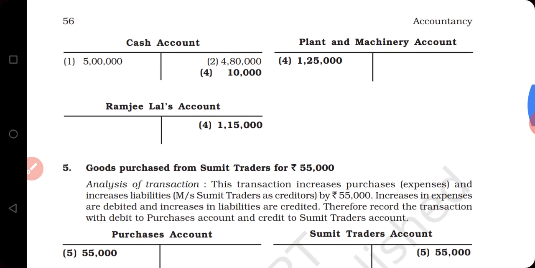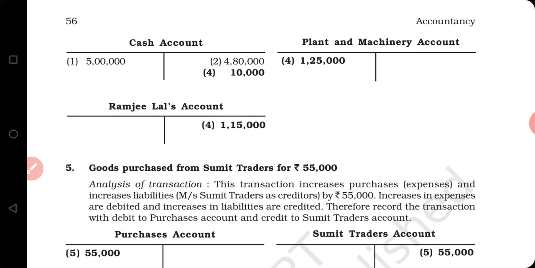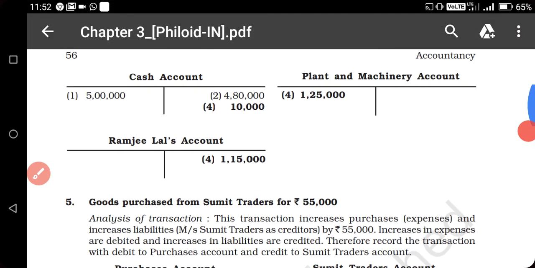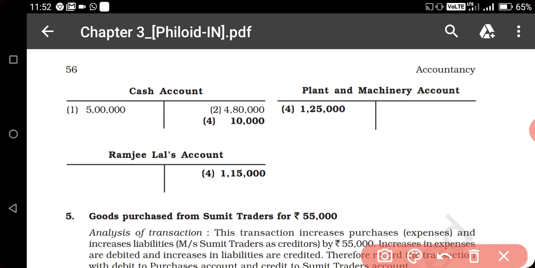In this transaction, first of all you have to understand the plant and machinery account. Plant and machinery account here indicating we are purchasing the plant and machinery, then the debit side will be improved. So we will write in the debit side 1,25,000. Our assets have been improved. Now see, cash account. Earlier cash account started with 5 lakh, and 4 lakh 80,000 out of 5 we have deposited into the bank, and in this transaction we are making 10,000 cash payment.